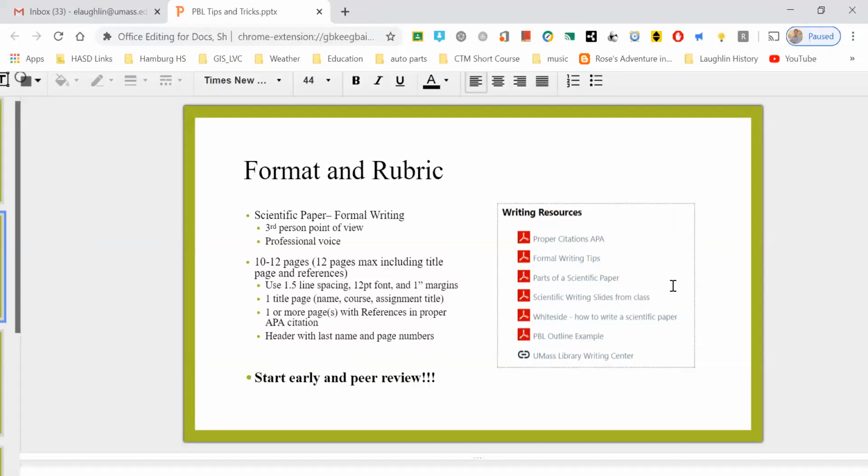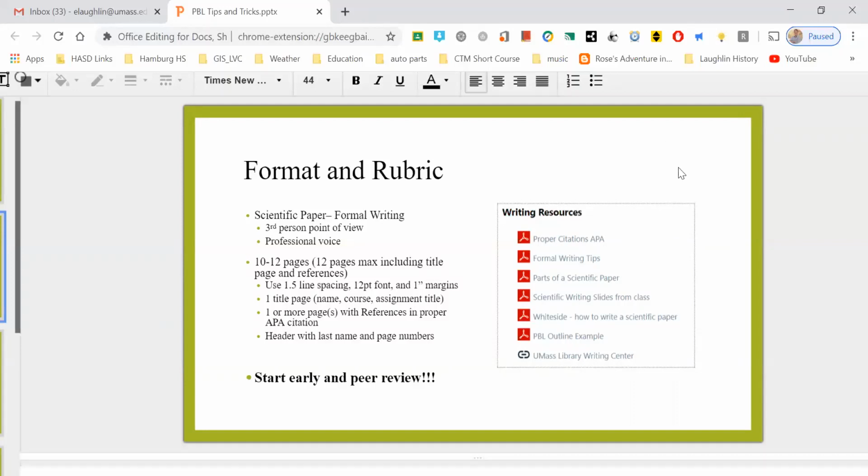I also want to point out that you should include a header with your last name and the page number at the top of your writing. This just kind of goes along with APA formatting, and it helps to keep your paper organized.